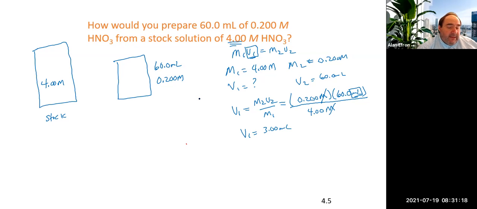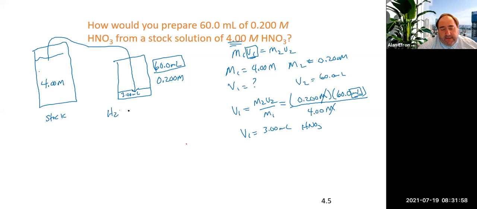What does V1 really mean in terms of the 3 milliliters? It means 3 milliliters of nitric acid, and more specifically, 3 milliliters of this nitric acid over here. So we would take it out of there and dump it into our new beaker or flask, whatever it may be, 3 milliliters of the nitric acid. Now, I need to end up with a 60 milliliter total of solution, so the rest is going to be water that's added.